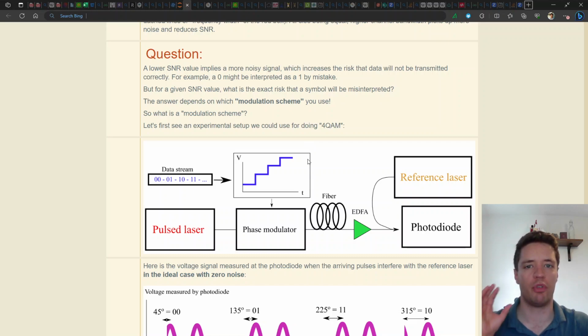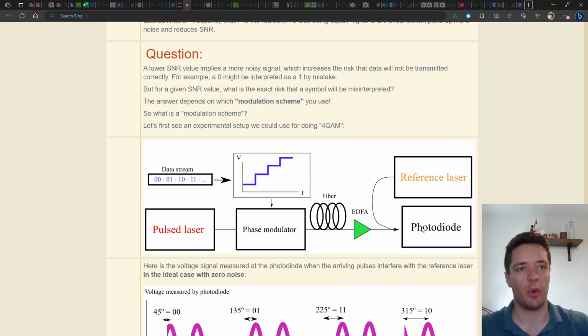Now the basic idea is that if we want to send data from one location to another one over here, we simply have a pulse laser that we send through a phase modulator. And so when a pulse arrives here, we apply a certain phase shift that corresponds to whatever bit string we want to send. So that gives the electric field a small phase shift. Then we send that pulse through a fiber, maybe even an amplifier, and onto a photodiode over here at the other end where we want to detect the signal.